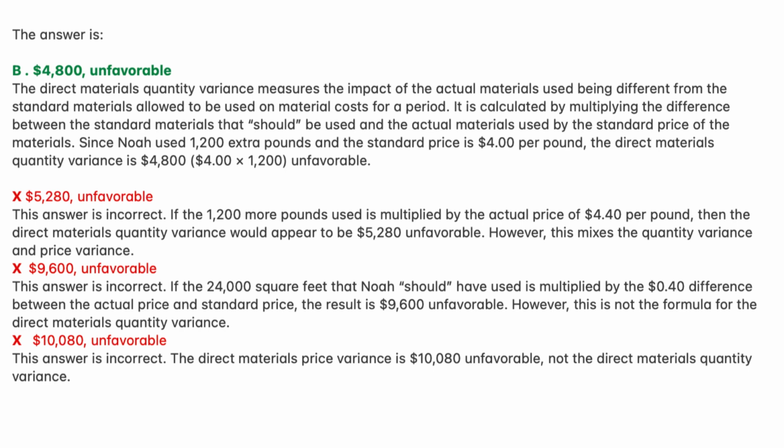$4,800, unfavorable. The direct materials quantity variance measures the impact of the actual materials used being different from the standard materials allowed to be used on material costs for a period. It is calculated by multiplying the difference between the standard materials that should be used and the actual materials used by the standard price of the materials. Since Noah used 1,200 extra pounds and the standard price is $4 per pound, the direct materials quantity variance is $4,800, $4 times 1,200, unfavorable.